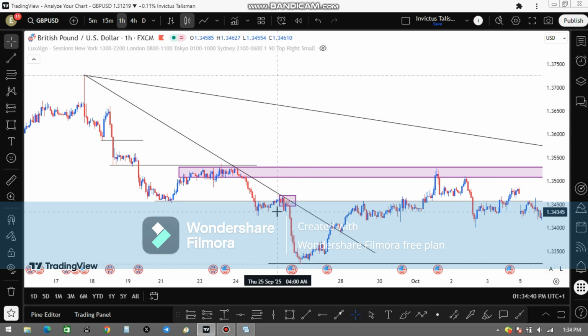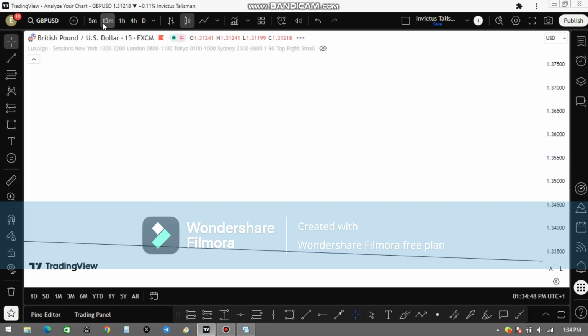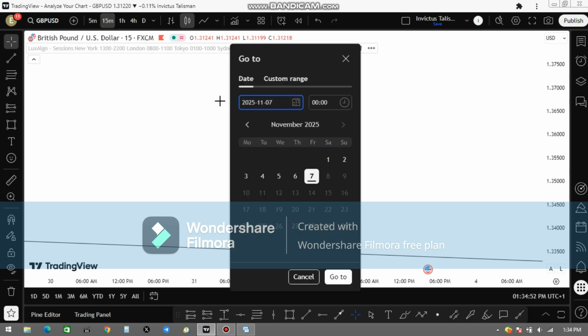If I go down to 15 minutes, on this 25th September, you will see that price had a very good reaction here and a stop formed here. This is a trade you can take. This is a very, very good setup that you can take.